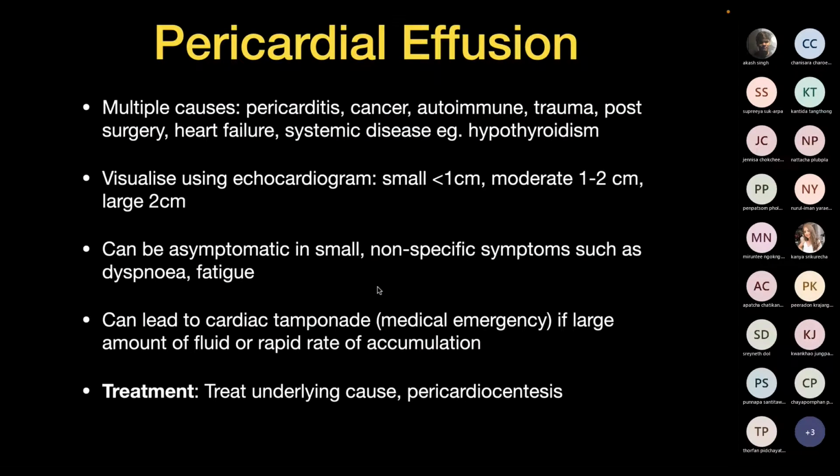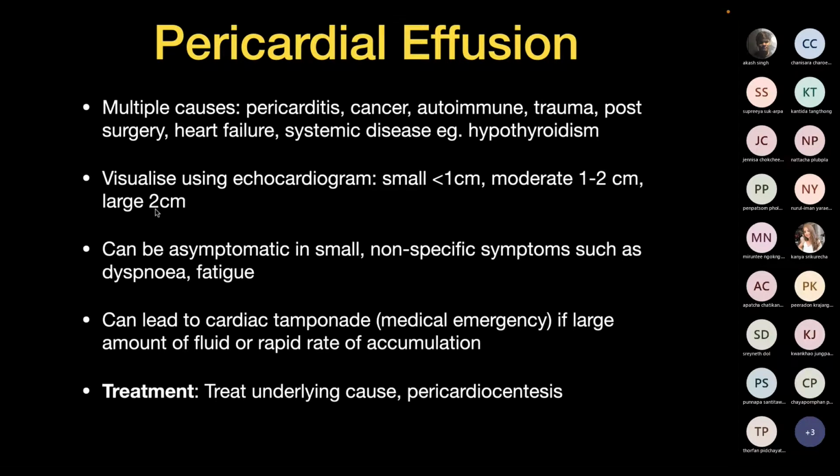So pericardial effusion, similar to pericarditis, there are many causes, so I'll skip that part. But what we can see, because it's fluid, it should be dark, right? Because it's water, so ultrasound should be able to pass through just fine. So it should be a dark space, and we can use echo to see that. If it's small, we consider that less than 1 centimeter. If it's moderate size, it's 1 to 2, and if it's large, it's over 2 centimeters.